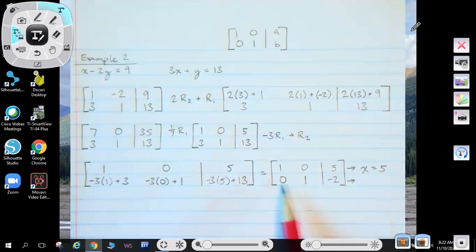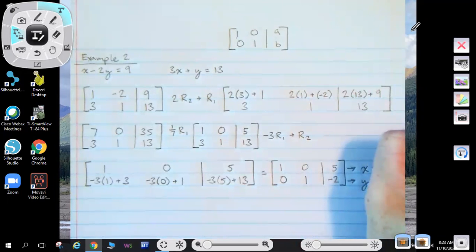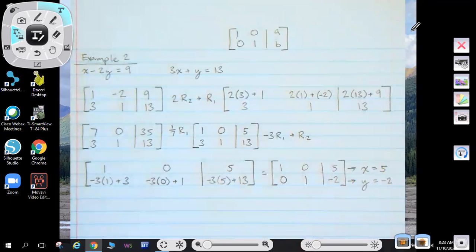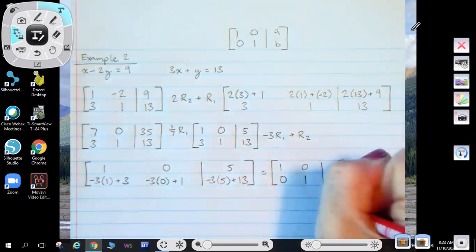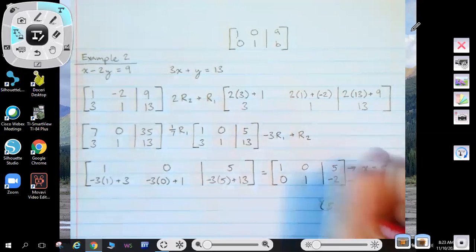The second row, we have 0x, which means we don't have an x term. 1y, so it's just y, equals -2. So we have our solution now, x equals 5 and y equals -2. So if we write that as an ordered pair, we get (5, -2). That's our solution.